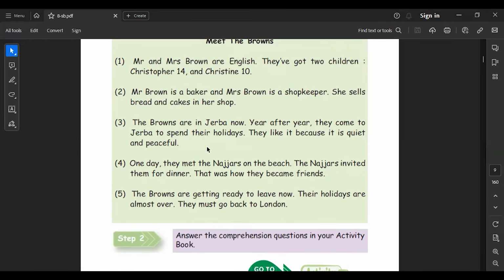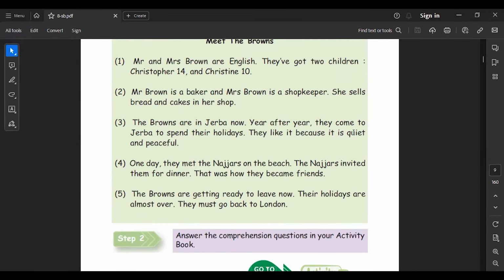Now the Browns, they are not in England now. They are in Jerba because they are spending their summer holiday or their vacations or whatever. So year after year, they come to Jerba. So this is not their very first year, but this is a usual thing for them to do. They like it because it's quiet and peaceful.